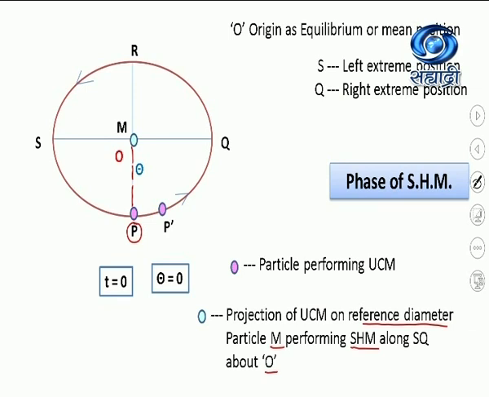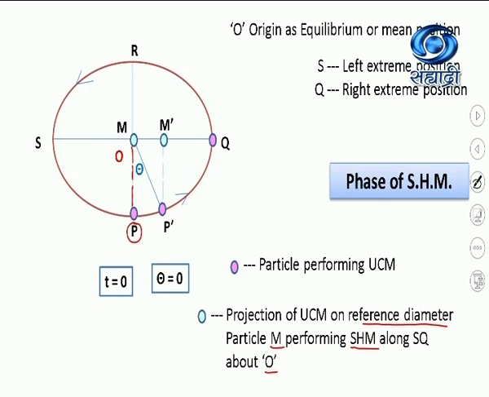So in time t, the particle reaches a position, say P prime. So the angle is theta, which is the angular displacement of the particle at position P prime. It is obviously greater than 0. Further, if we draw the projection of P prime on SQ, then we get a new position of the particle M, that is M prime. So it's very clear that as the particle P performs UCM along the circumference in the anticlockwise direction, the particle M, initially at equilibrium, has started its motion towards the right extreme position Q.